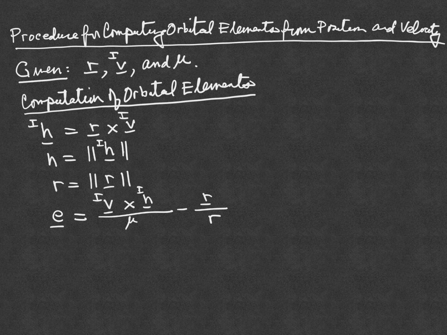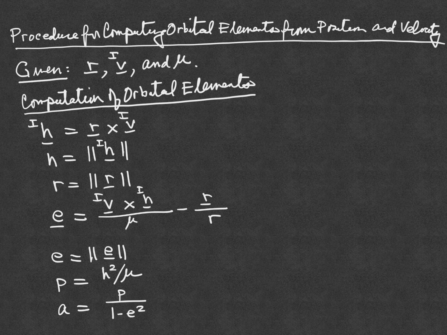Once we have the eccentricity vector, we can compute the eccentricity, which is equal to the magnitude of the eccentricity vector. Next, we can compute the parameter, which is equal to h squared all divided by mu. Now notice that we have the magnitude of the specific angular momentum because we computed it earlier. So from that, we can get the semi-major axis, and that's going to equal p all divided by 1 minus e squared.